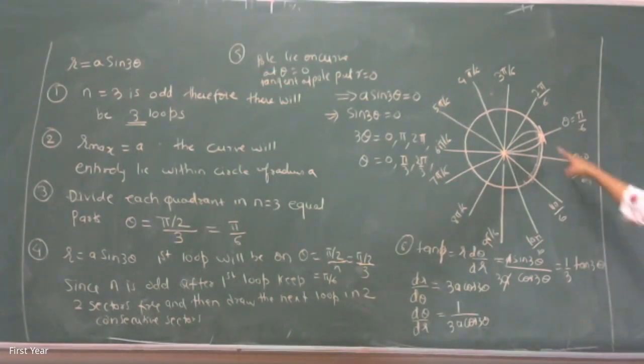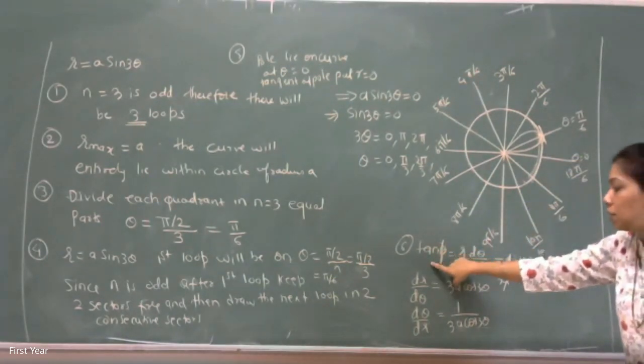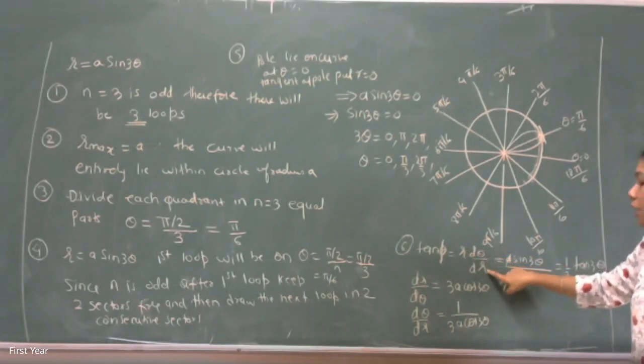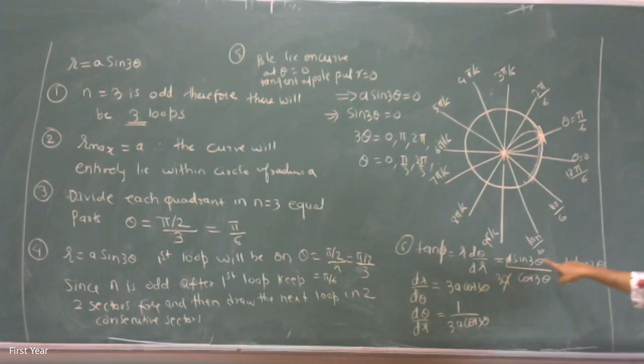Is it understandable why the tangent and the curve are like this? Because this line is the tangent. How did we get it? With the help of the tan phi formula. What is the tan phi formula? r d theta by dr. I found dr by d theta, took its reciprocal, substituted the value of r, which is given in the question, a sin 3 theta upon 3a cos 3 theta, which becomes 1 by 3 tan of 3 theta.